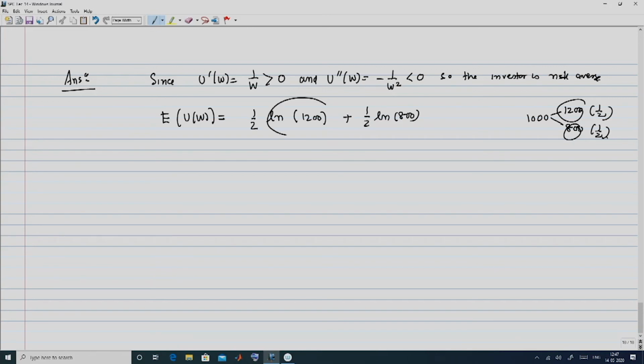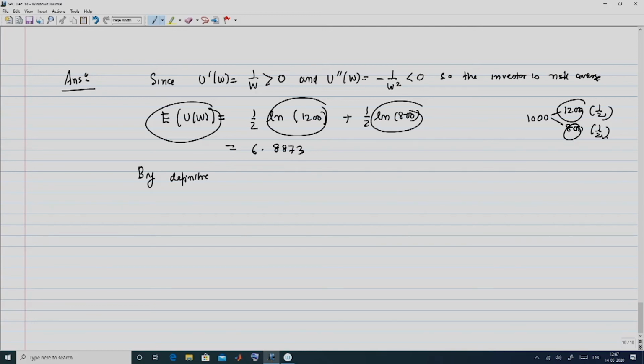So, it is the utility into the respective probabilities added up. So, that gives us the expected utility, and this turns out to be equal to 6.8873. Now, my question was to find out what is the certainty equivalent and henceforth figure out what is the risk premium.